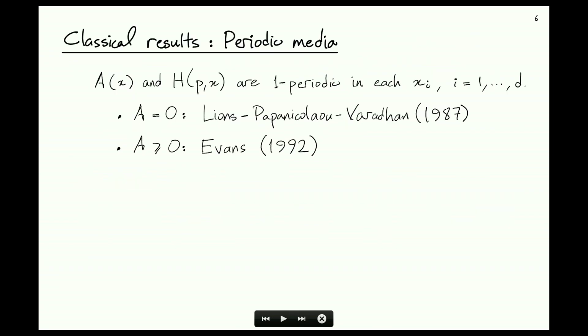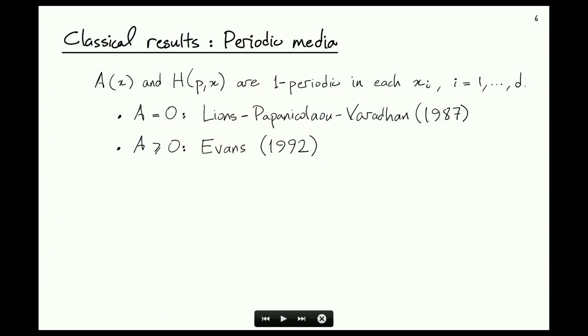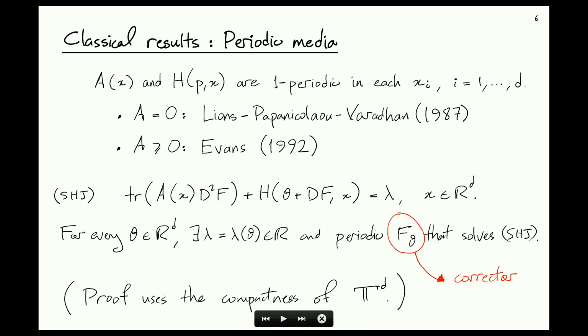As I said, there are classical results. First, the setting is that we will assume the medium is periodic, for example one-periodic in each coordinate, which means we're living in a torus. In this case, the pioneering work of Lions, Papanicolaou, and Varadhan considered the inviscid problem and proved homogenization. Then it was adapted to the viscous setting by Craig Evans. I just want to briefly mention how this goes, because it's important for the rest of the talk.